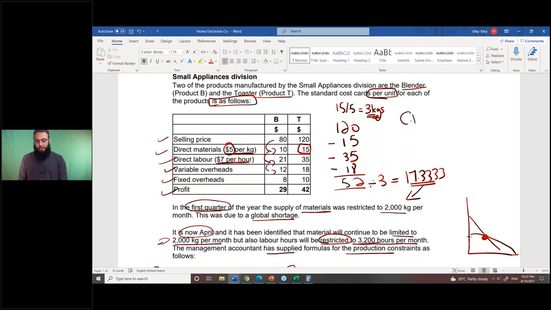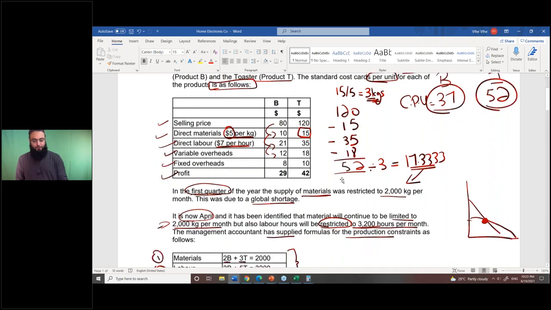So the contribution per unit for B will be how much? 80 minus 10 minus 21 minus 12. So that's 37 for B. And for T, we did work out, and that was 52. Okay, so it's 37 and 52 here. I hope no issues in this case. 37 and 52. So let's work out the contribution.